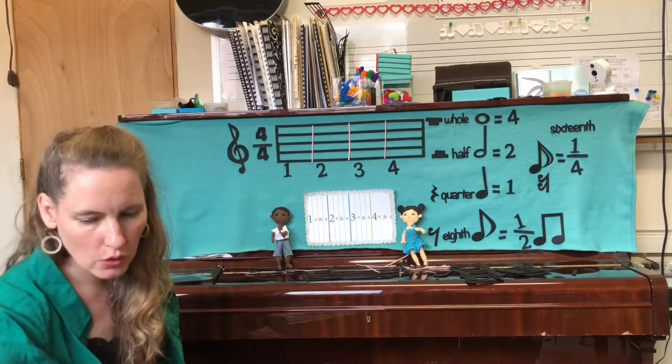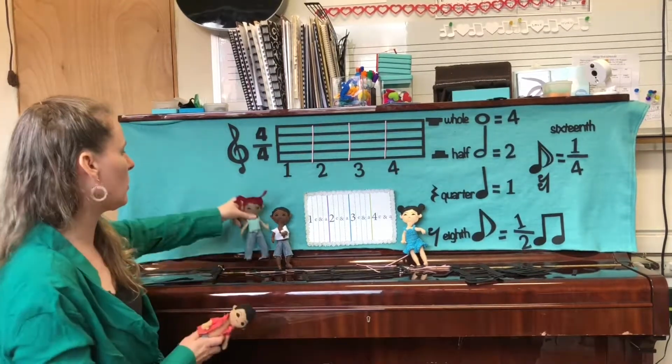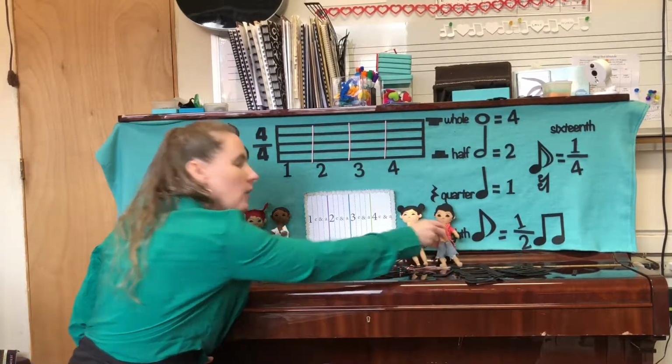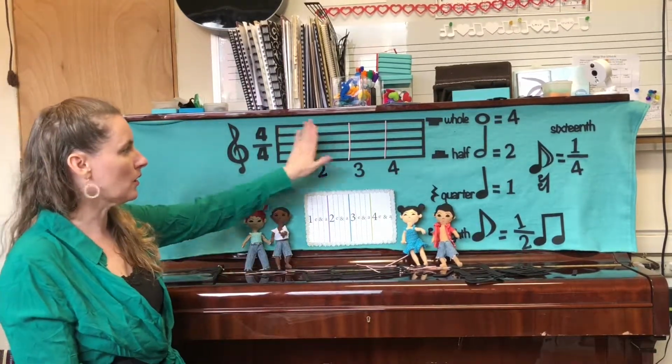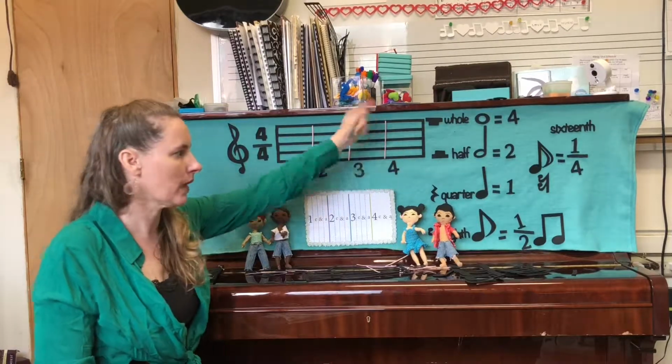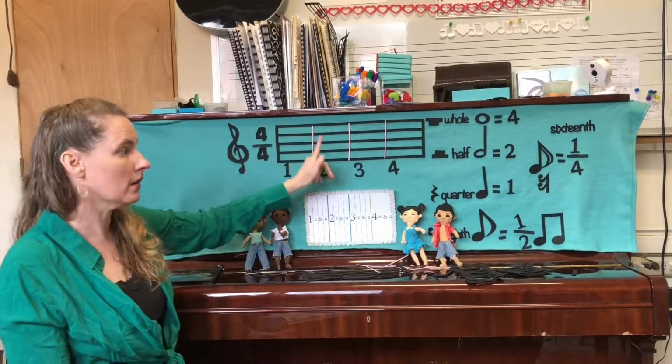What if we have 2 more people that show up and they would also like some cake? Well, luckily, we already have our cake evenly divided into 4 pieces. So each person would get 1 piece, and the quarter note gets 1 count.